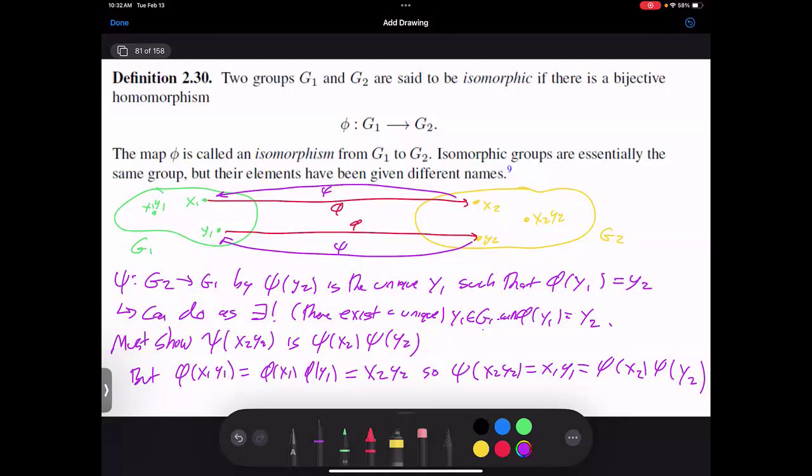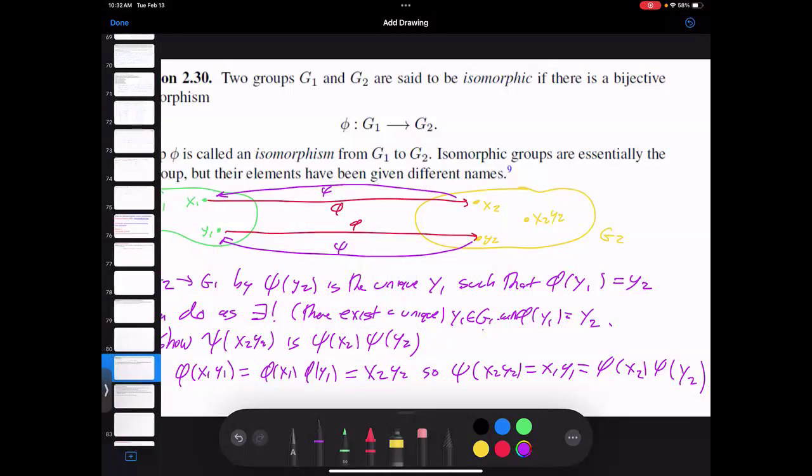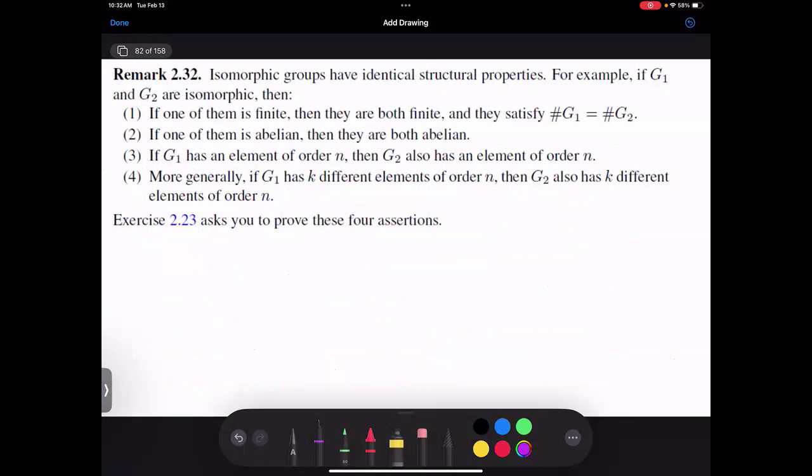And so if we're saying it's isomorphic, it should go both directions, which means we should have a mapping in the other direction, which we do. Okay. And now we have the beautiful remark 2.3.2 that isomorphic groups have identical structural properties. So for example, if two groups G1 and G2 are isomorphic, then the following 4 things must be true. The first statement is that if one of them is finite, then they're both finite and they both have the same number of elements.